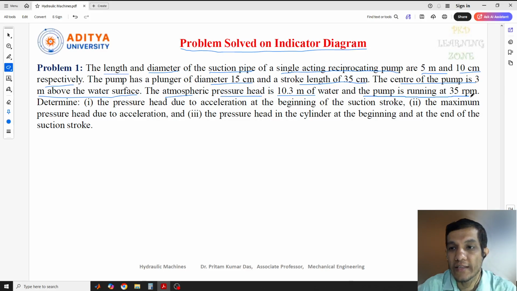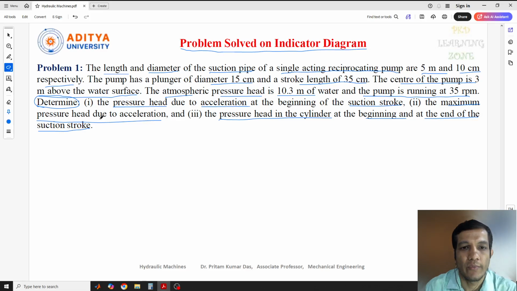The pump is running at 35 rpm and we need to determine the pressure head due to acceleration at the beginning of the suction stroke, the maximum pressure head due to the acceleration, and the pressure head in the cylinder at the beginning and at the end of the suction stroke. So these are the points that need to be calculated. So before going to the calculation, let's identify the data given. In the first step, let's write down the data given here.